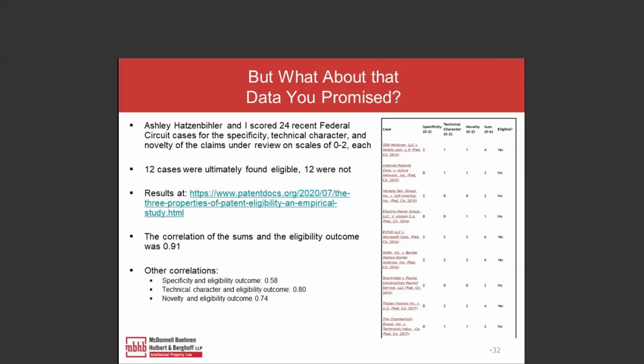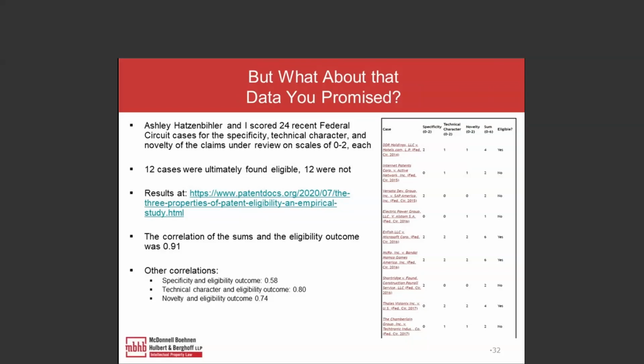Of these 24 Federal Circuit cases, 12 were ultimately found eligible and 12 are not. So we've got 12 wins for the patentee and 12 losses for the patentee. The full results are in an article that we posted on the Patent Docs blog, and there's a brief overview of one of the charts that we used in that post on the right.